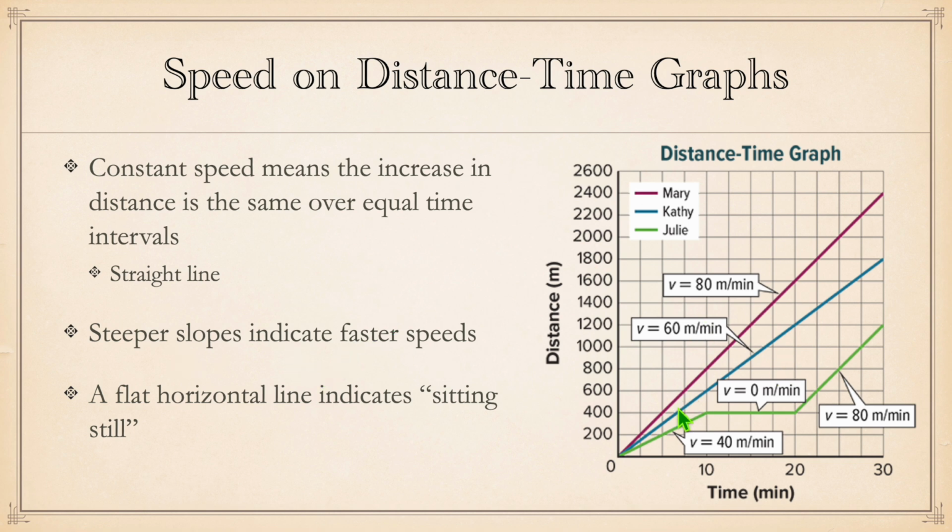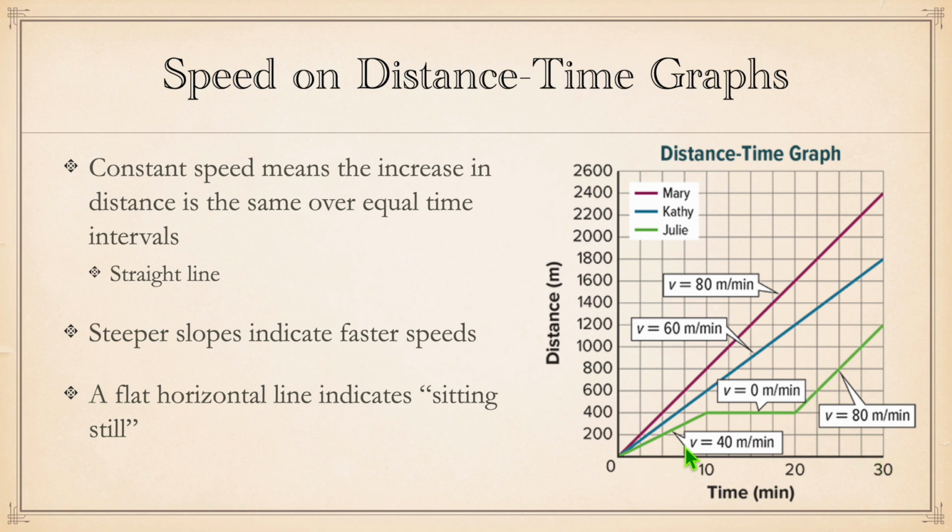So if we look at the graph over here, we have this red line, which is for Mary, and she is moving at 80 meters per minute, which is kind of a weird unit, but 80 meters per minute. Kathy, down here in the blue, is moving at 60 meters per minute. And notice this slope is not as steep as this one. So over this given time, like 30 minutes, well, Kathy has only gone 1,800 meters, whereas Mary has gone 2,400 meters. So she's moving faster. She's moved further in 30 minutes.